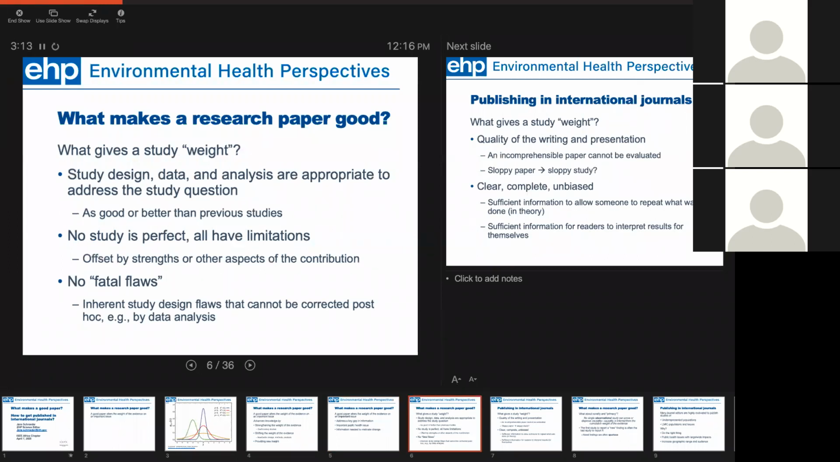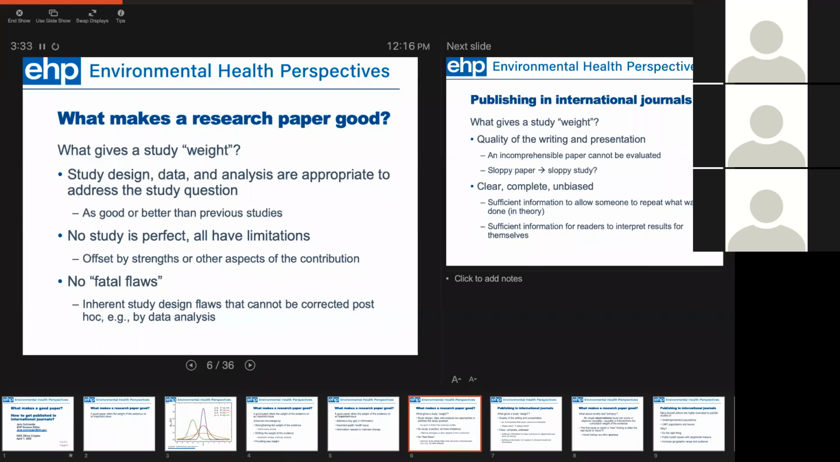So what gives an individual study weight? What is going to make it so that it adds to the curve or moves the curve? The first thing is that it's got to be well conducted. So a study design and data and analysis that can address the study questions.